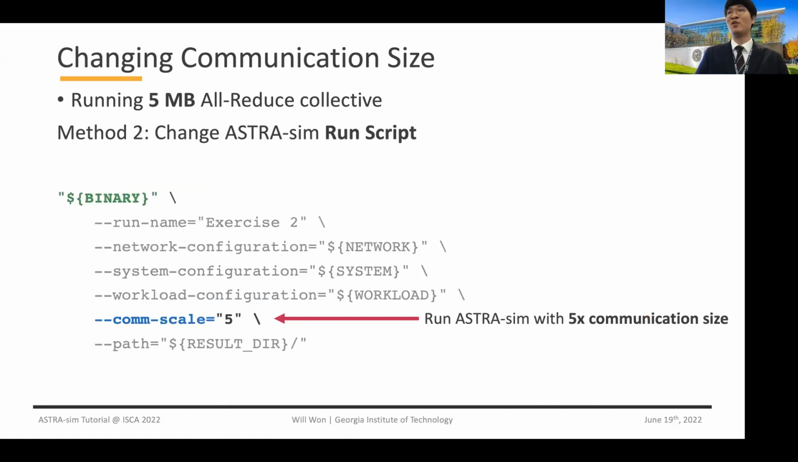So that's why ASTRA-sim offers this input feature, communication scale. Instead of going and changing the workload input file, you can just leave 1 megabyte there and set this communication scale to 5. This will automatically scale the communication size 5x. So this is effectively running a 5 megabyte all-reduce without changing any file.